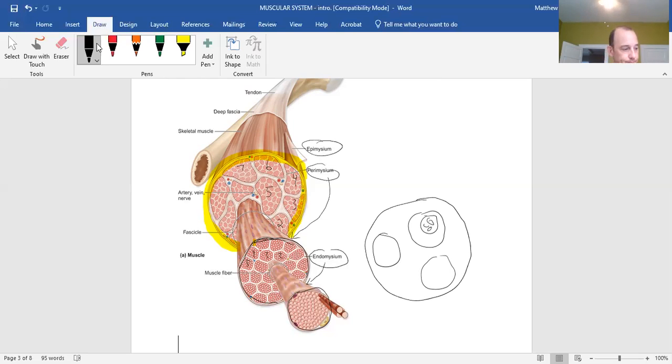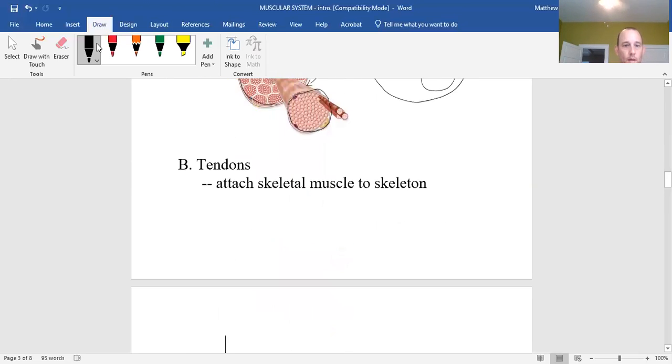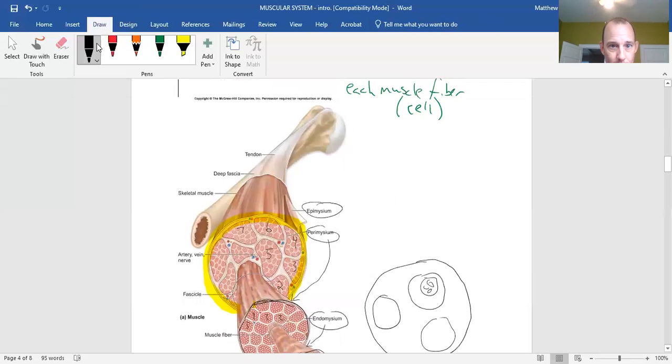All of those connective tissue wrappings have a whitish appearance. And when the muscle ends, those mysial layers become the tendons that then attach your skeletal muscle to the skeleton. Hopefully you could see that in the picture back here above.